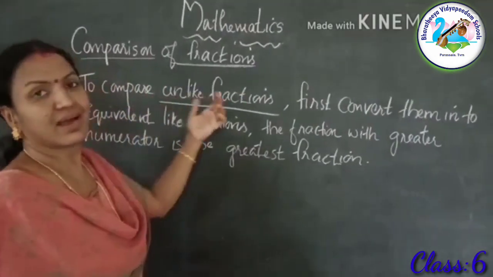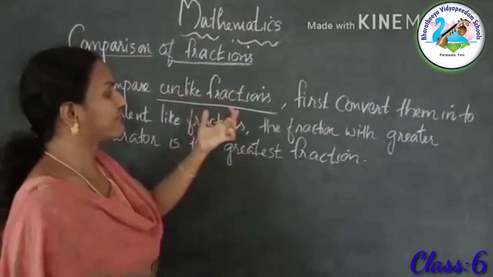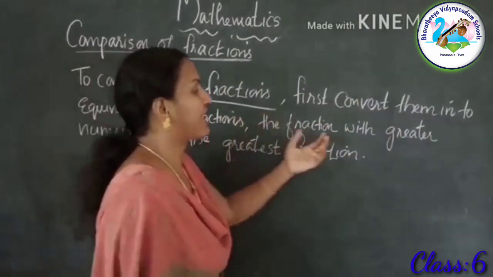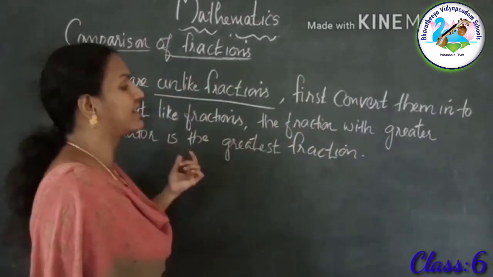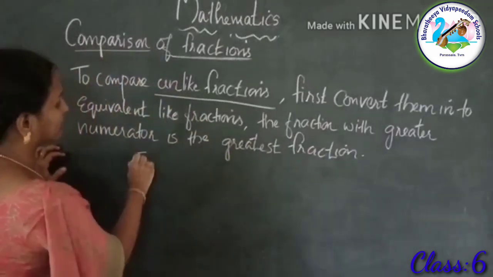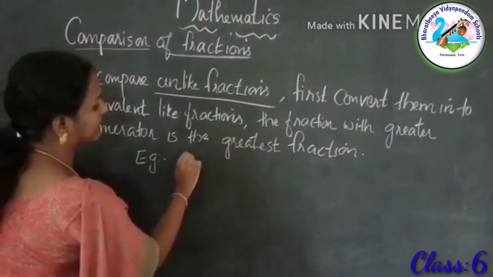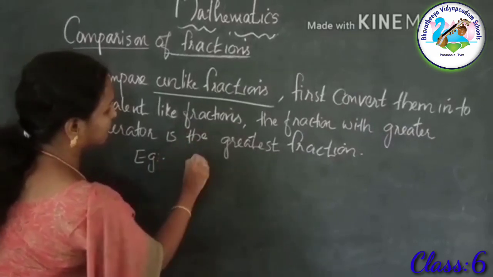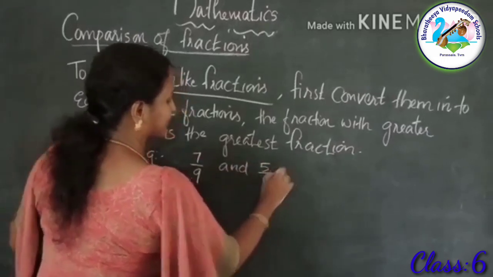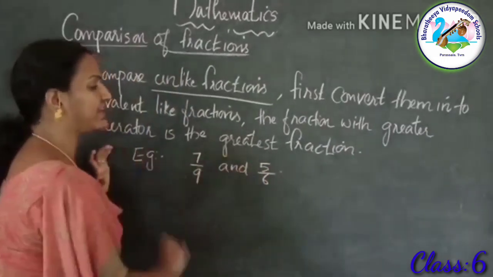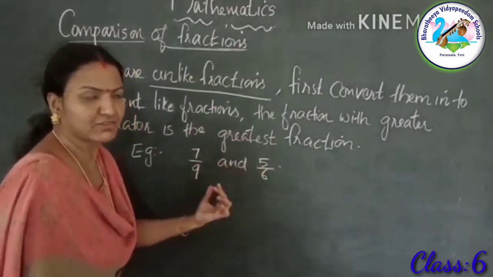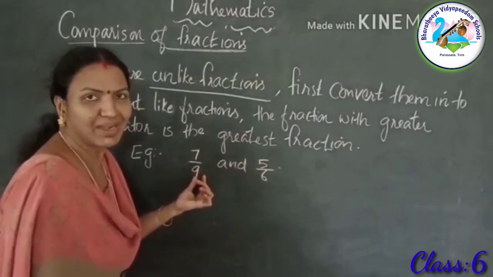Next, to compare unlike fractions. To compare unlike fractions, first convert them into equivalent like fractions. Then the fraction with the greater numerator is the greatest fraction. For example, compare the fractions 7 by 9 and 5 by 6. Here the denominators are different, so these are unlike fractions. First convert them into equivalent like fractions.